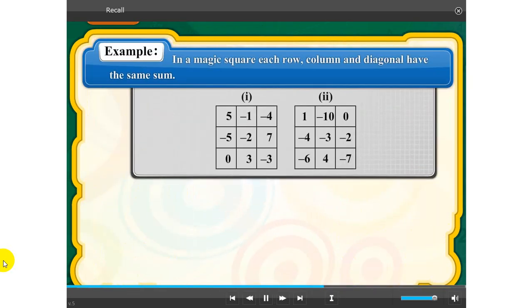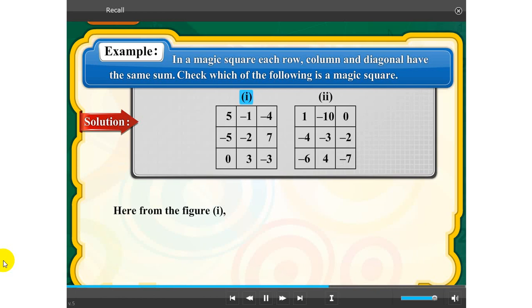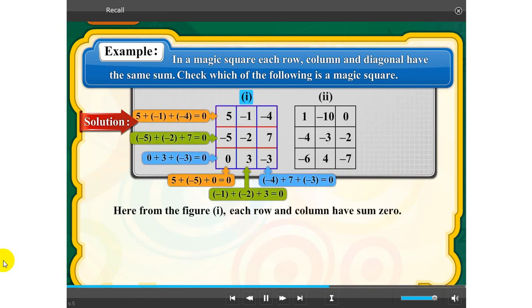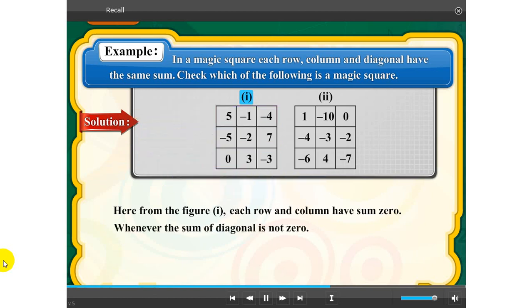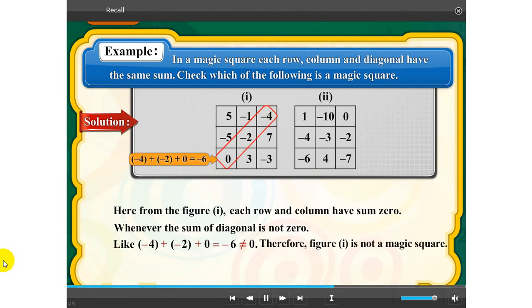Example. In a magic square, each row, column, and diagonal have the same sum. Check which of the following is a magic square. The solution. Here, from figure 1, each row and column have sum 0. However, the sum of diagonal is not 0, like negative 4 plus negative 2 plus 0 is equal to minus 6, which is not equal to 0. Therefore, figure 1 is not a magic square.